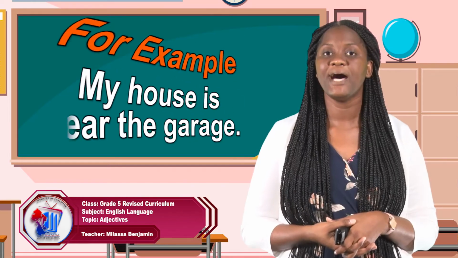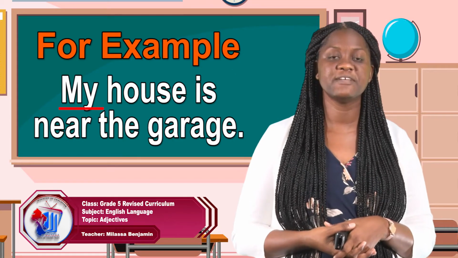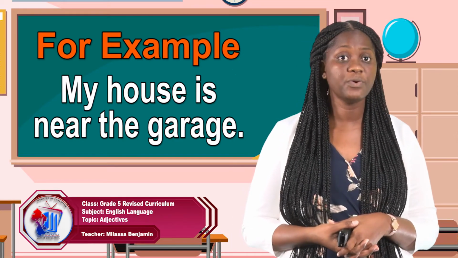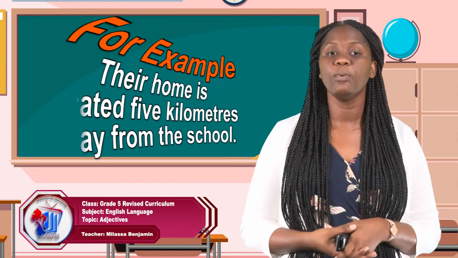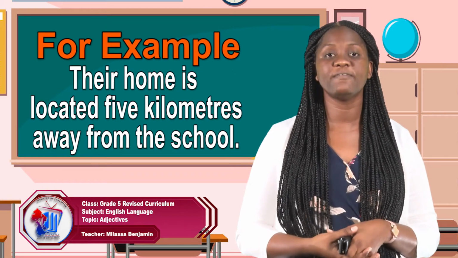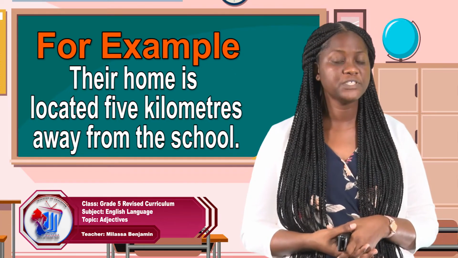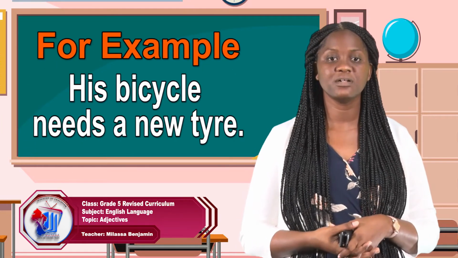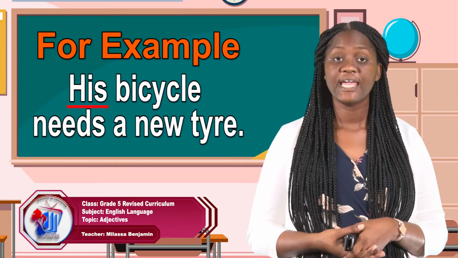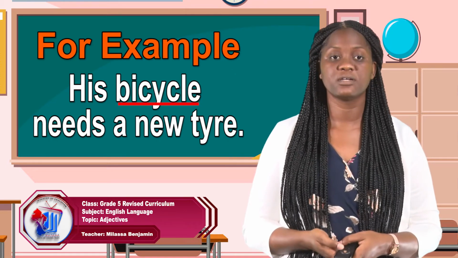Examples of possessive adjectives in use might include, my house is near the garage. My here is the possessive adjective. Right after the word, we can see the noun house. Another example might include, their home is located 5 kilometers away from the school. Their is the possessive adjective. Right after their, we see the noun home. And lastly, his bicycle needs a new tire. His is the possessive adjective, and it is followed by the noun bicycle.